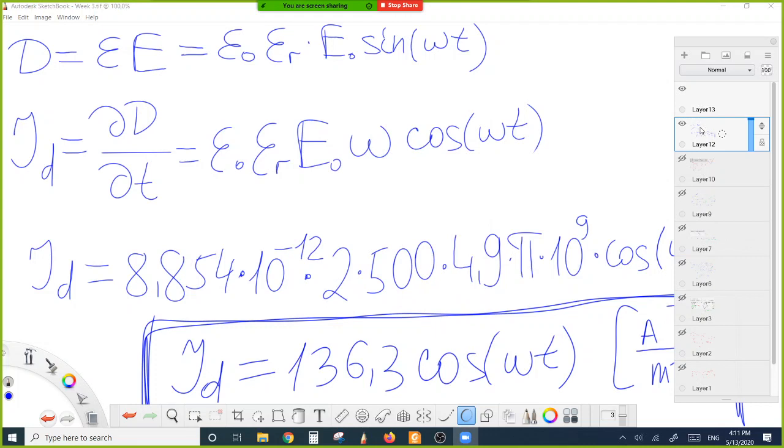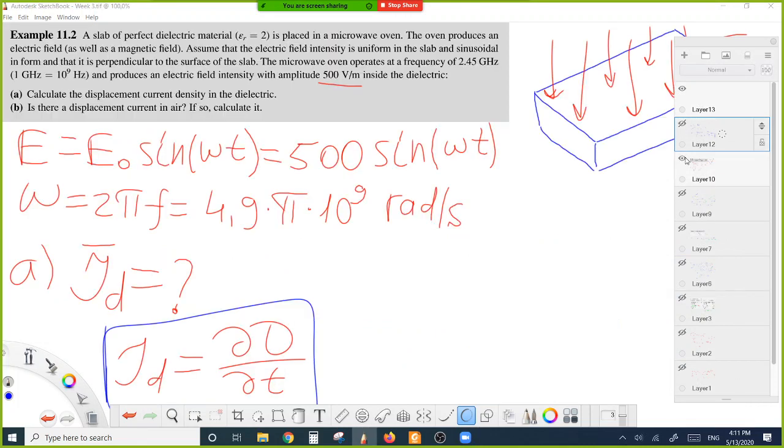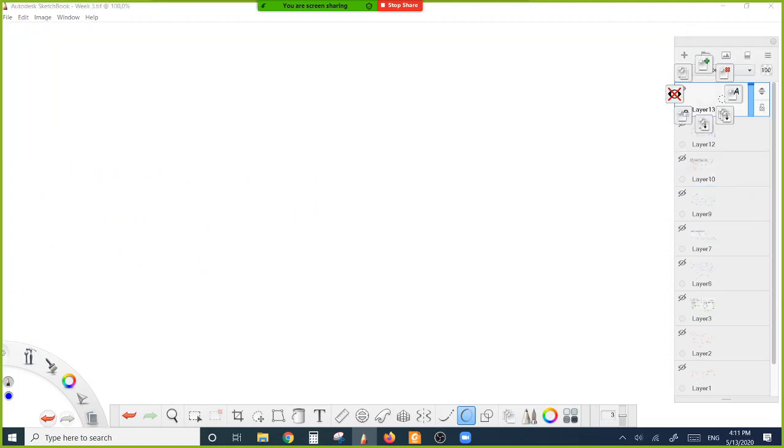Okay, in the problem that we solved in the last lesson, there is a second part where the question is: is there a displacement current in the air? If so, calculate it. Well, the part B.